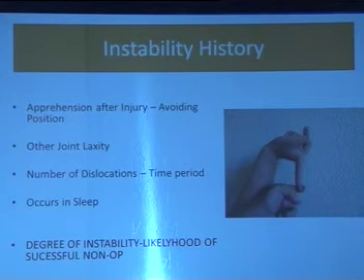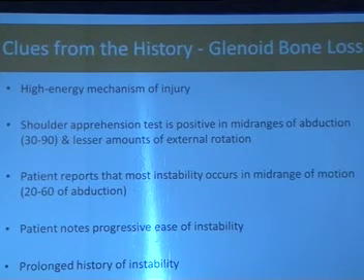And if the shoulder tends to dislocate in sleep, probably we are dealing with a very difficult case to sort out. There are certain important clues in the history which can also tell us about glenoid bone loss, because that is one which is going to alter the method of treatment which we are going to take. So if the patient comes with a high energy mechanism of injury, he probably has glenoid bone loss.